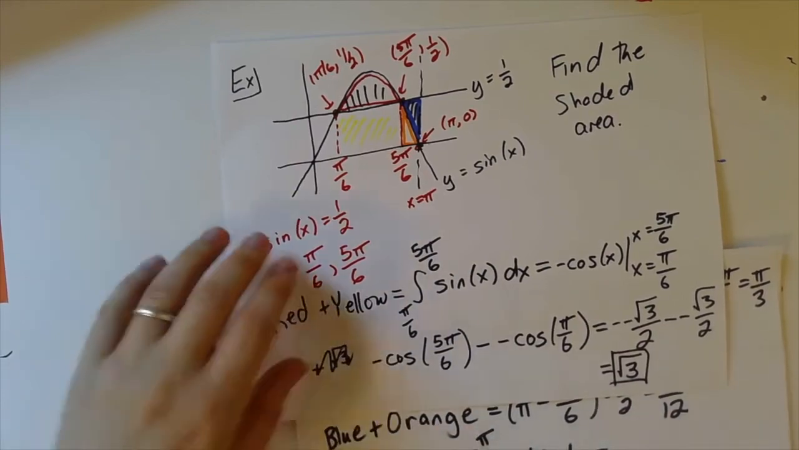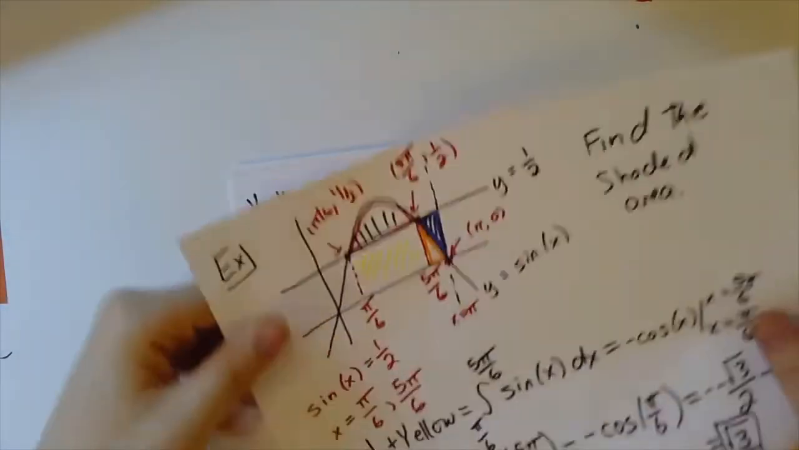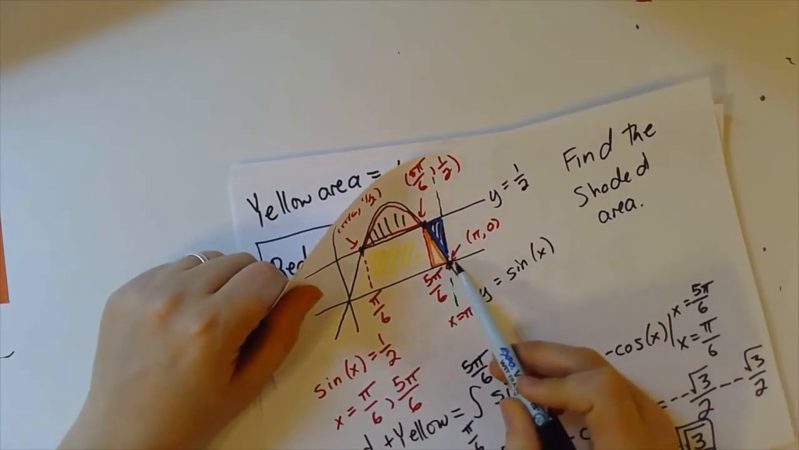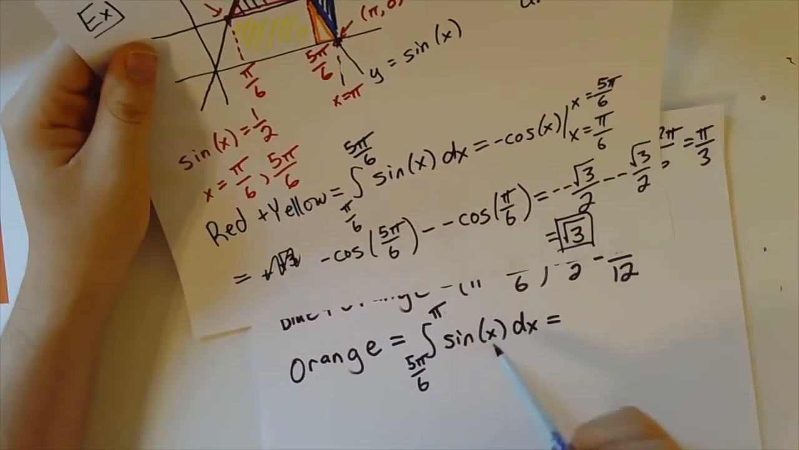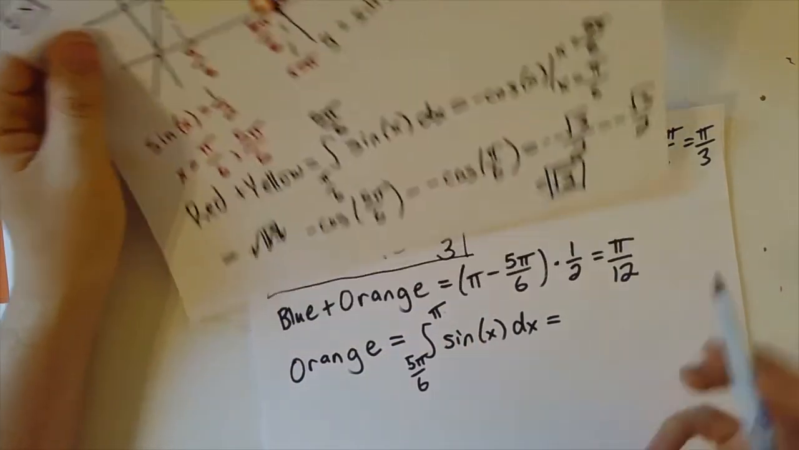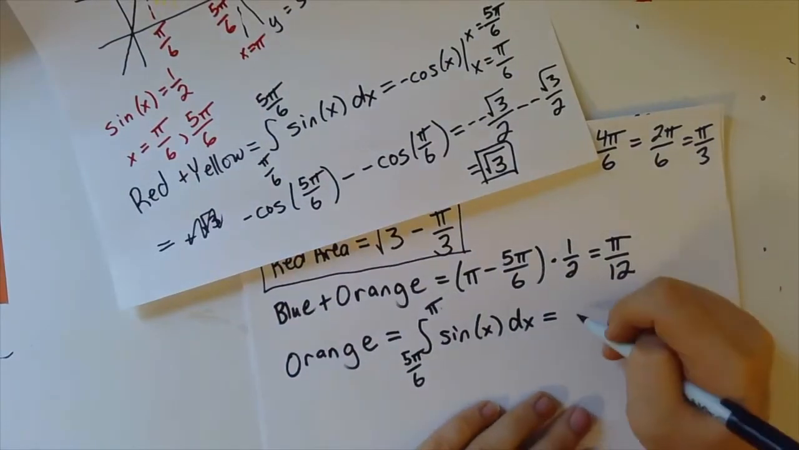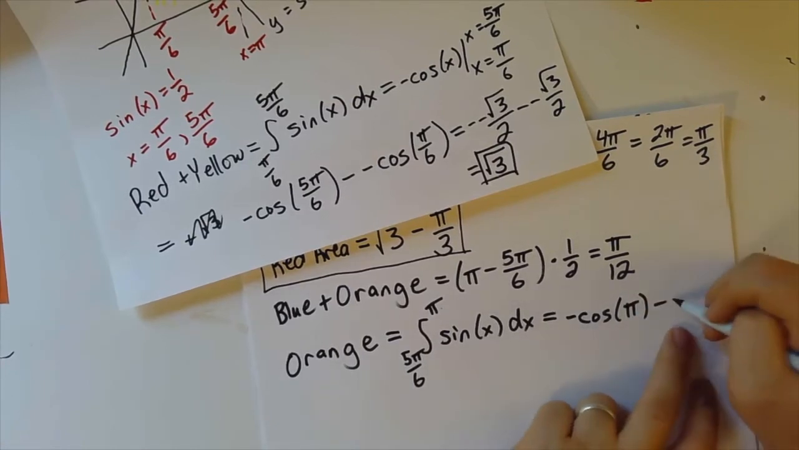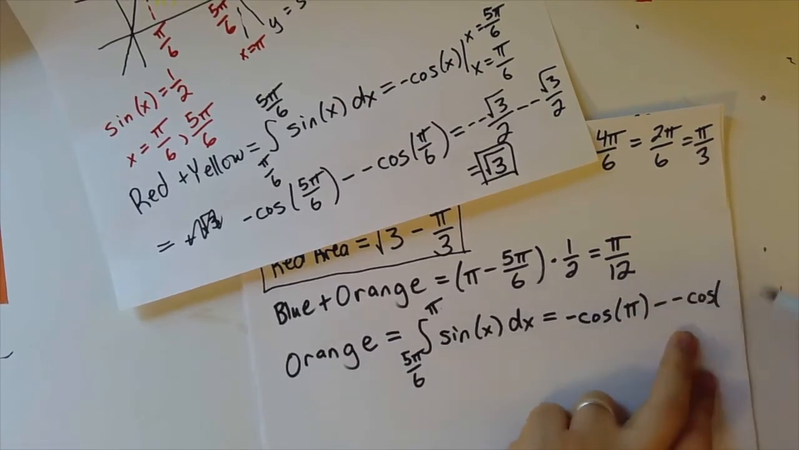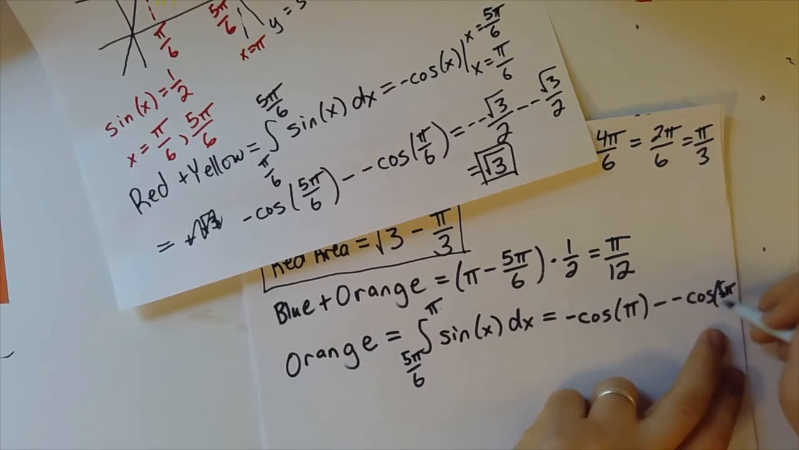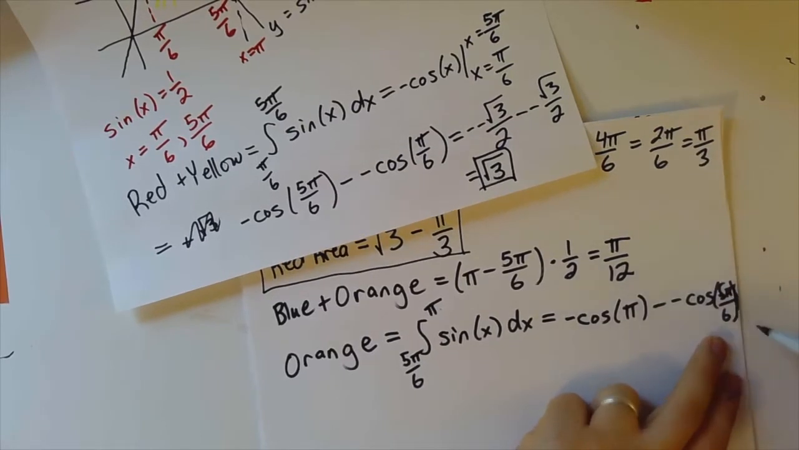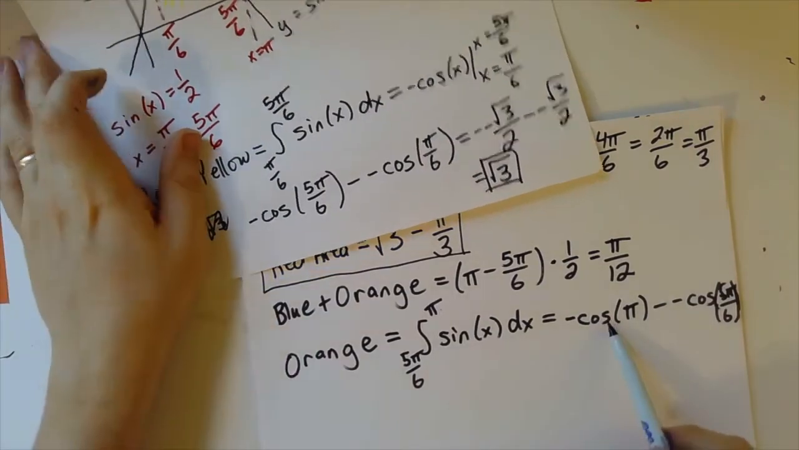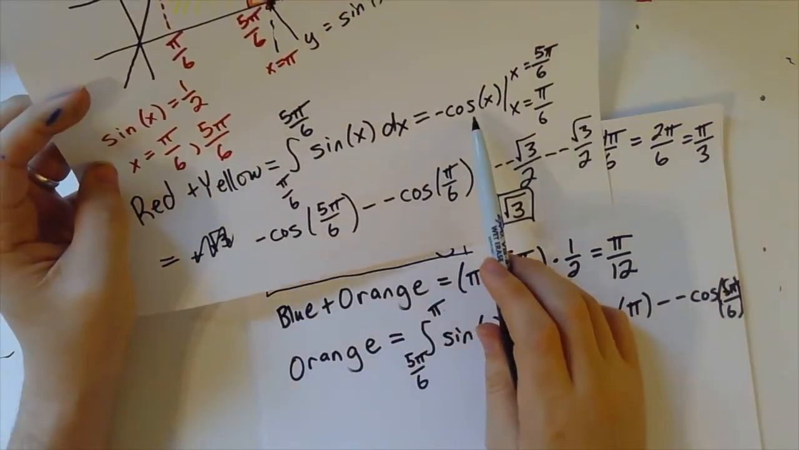And I can go ahead and calculate this. I realize that was not on the screen. The orange area, again, as I said, it's the integral from 5 pi over 6 to pi of sine of x dx, which is going to be minus cosine of x: minus cosine of pi minus minus cosine of 5 pi over 6. Okay. Using here that the integral of sine is minus cosine, just like it was before.